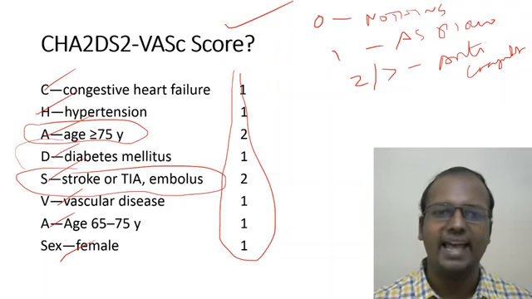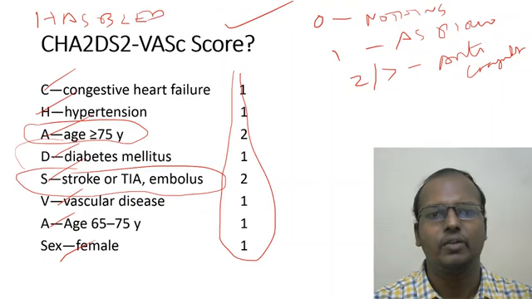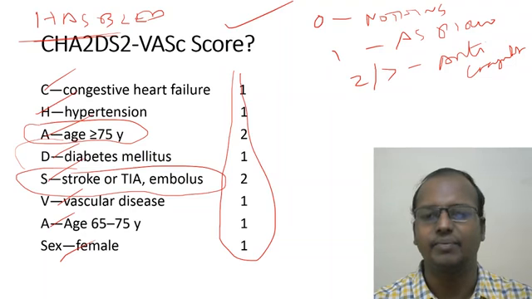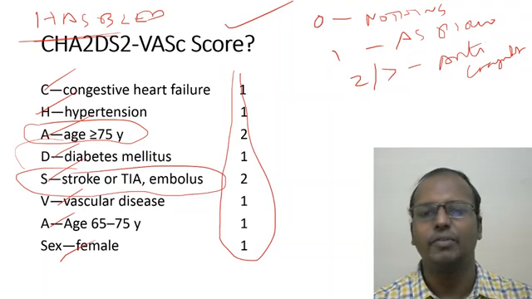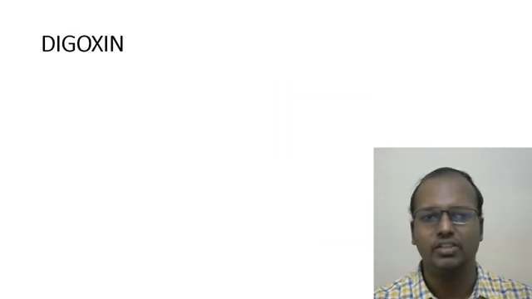And there is one score called HAS-BLED score. To predict bleeding when you are giving anticoagulants, there is a less than 1% risk of hemorrhagic stroke in these patients. That is very dangerous. So there is a score called HAS-BLED score that will predict the risk of bleeding in a patient. Understood?